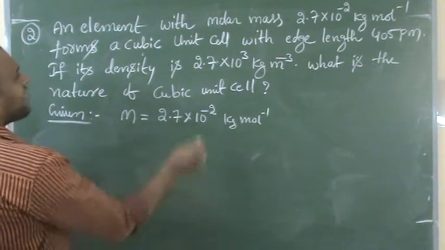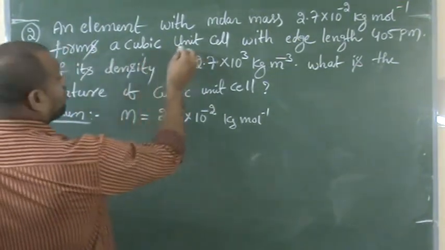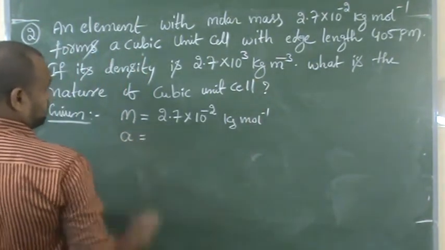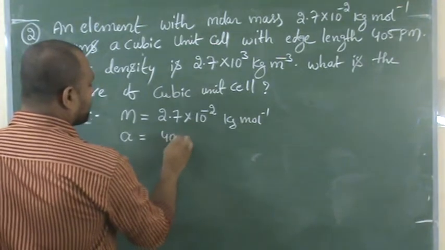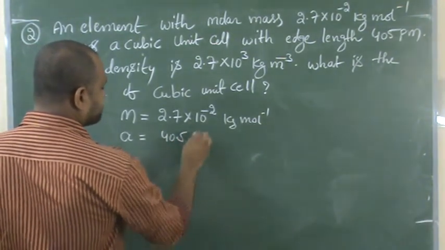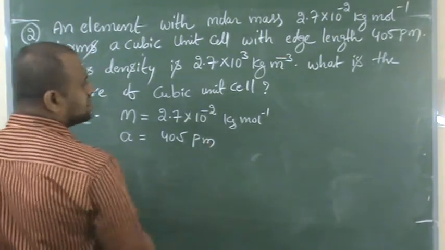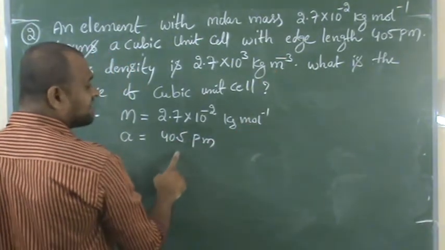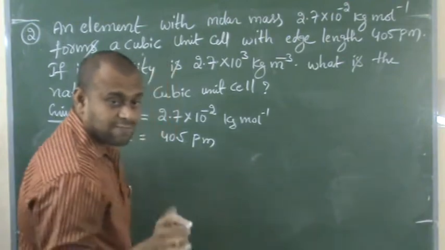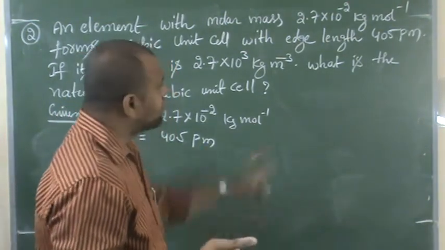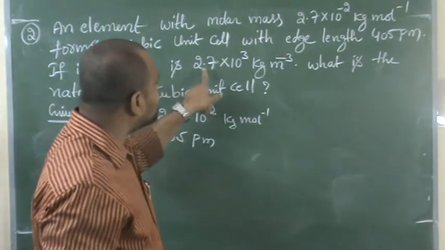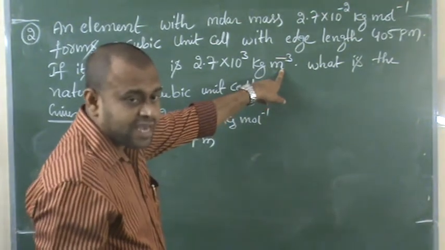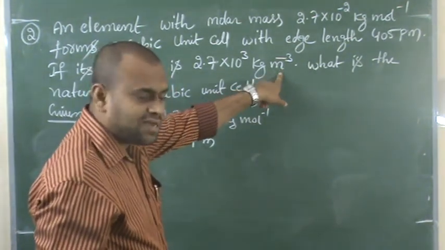Next, they have given that it forms a cubic unit cell with edge length of 405 picometers. See here, the density is given in meter cube. We have to convert this edge length into meters, not centimeters. Remember, you have to be careful. Here the density is given in kg per meter cube, not in gram per centimeter cube.